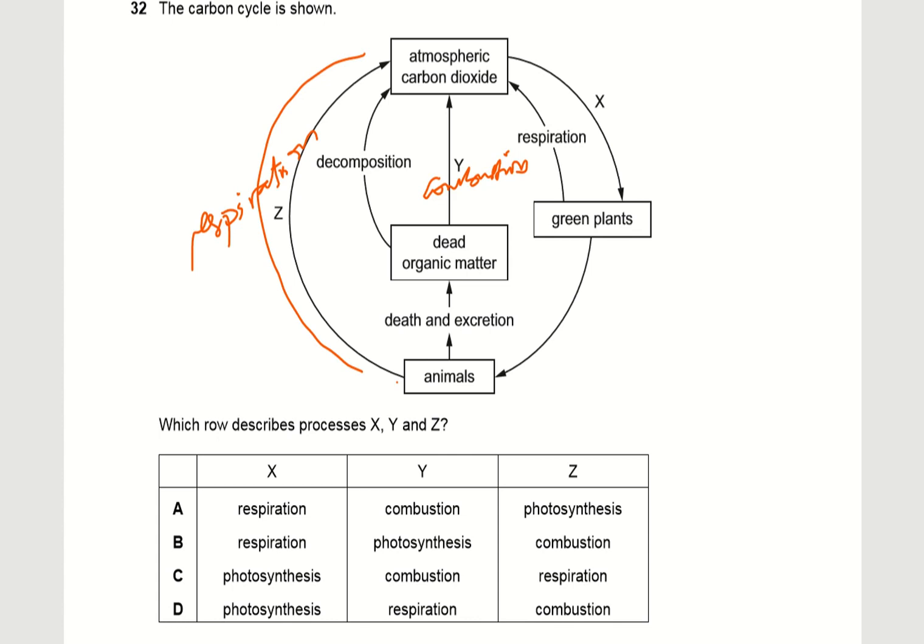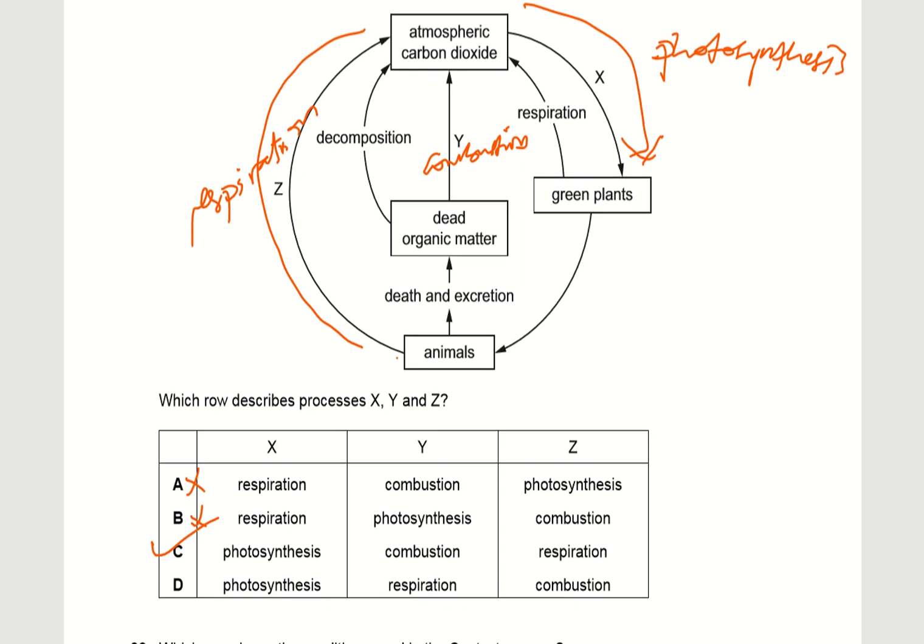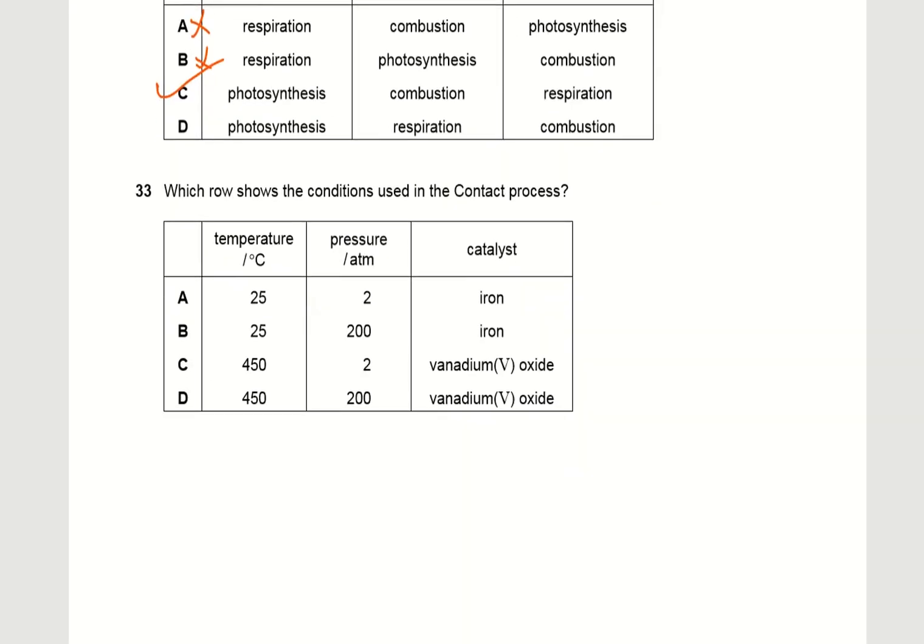Then we have atmospheric carbon dioxide being absorbed into green plants. Of course, that's photosynthesis. Green plants use carbon dioxide and water to photosynthesize. So X is photosynthesis. C and D seem correct. Y is combustion. So C is the correct option here.